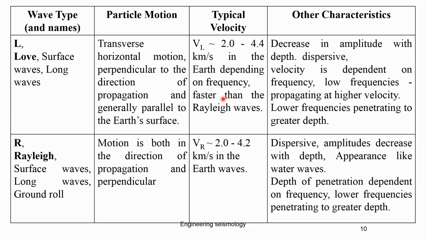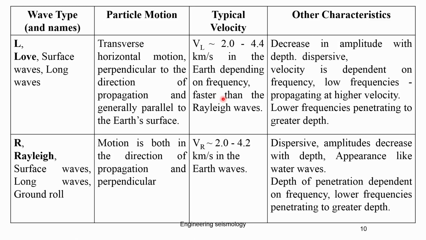The other wave is the Love wave, a surface wave or long wave. The motion is horizontal, perpendicular to the direction of propagation and generally parallel to the earth's surface. It has a velocity range of 2 to 4.4 km per second in the earth depending upon the frequency, faster than the Rayleigh wave. So the Love wave comes first. But its velocity also depends upon the frequency content of the wave, which you should note. The previous two do not depend that much on the frequency content.